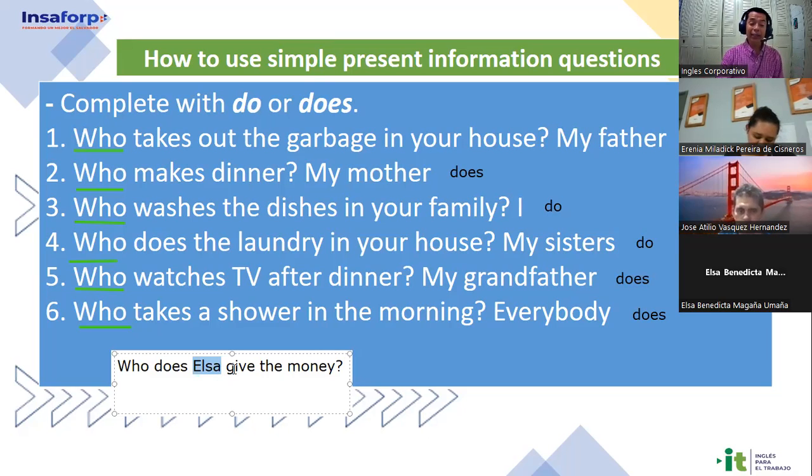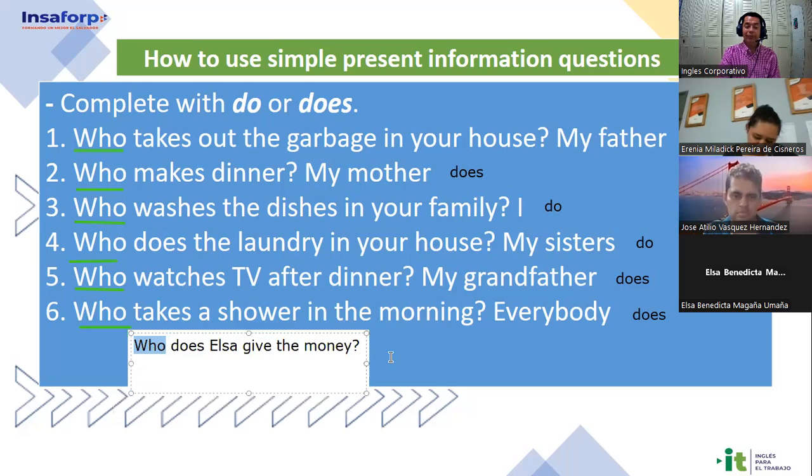¿Y a quién se lo da? Bueno, esa es la pregunta que estamos haciendo. Eso es lo que quiero averiguar, ¿verdad? Por lo tanto, en este caso, who es el que recibe el dinero de Elsa. ¿Sí? Teacher. Yes. Yo siento que una forma fácil de entenderlo, tal vez en español, es cuando traducimos, cuando decimos quién, entonces who es el sujeto. Ajá. Y cuando decimos a quién. A quién, correcto. Nice, correct. Thank you, Elsa.